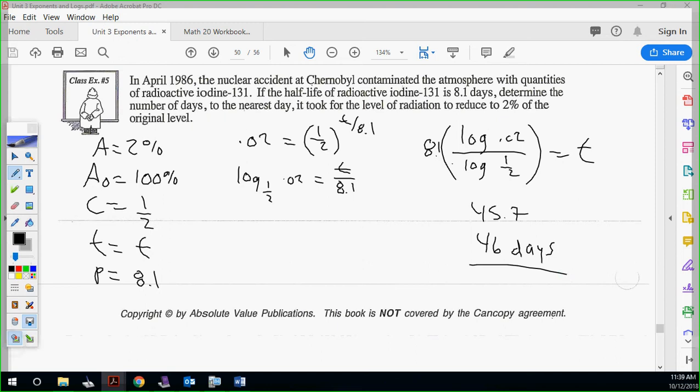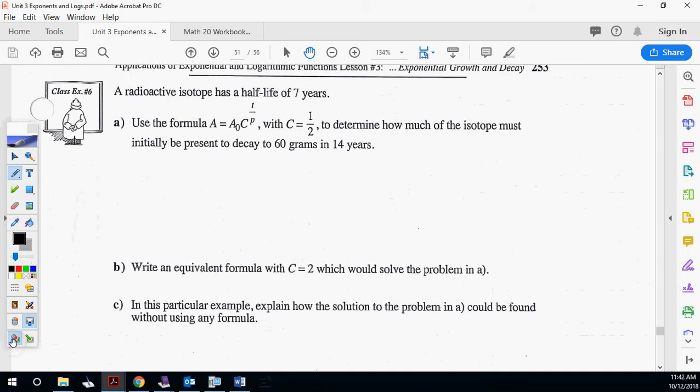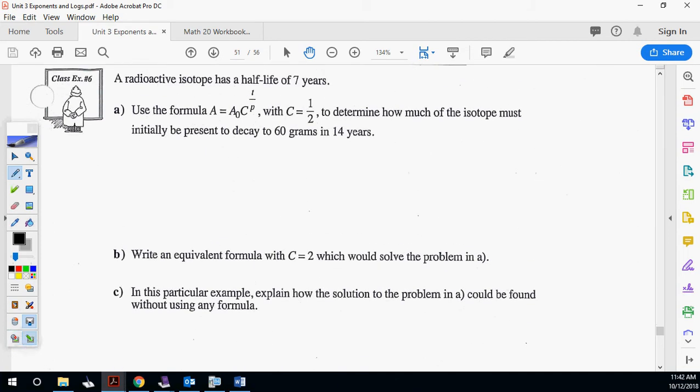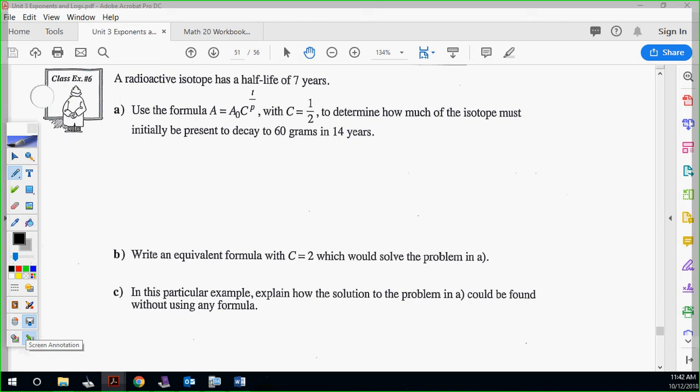Okay, last one. Thanks for hanging in. Good job. A radioactive isotope has a half-life of 7 years. Use a formula right here with C of 1/2. Determine how much of the isotope must initially be present to decay 60 grams in 14 years. It says how much is initially present, so we don't know A naught. A naught is what we're solving for.